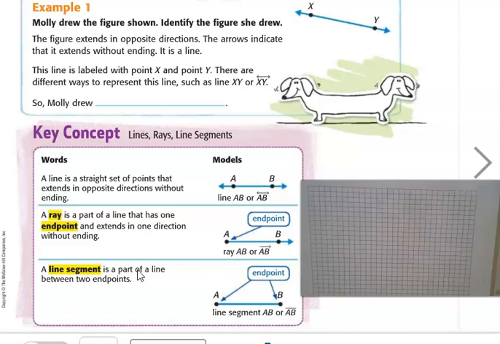A line segment is a part of a line between two endpoints. So you'll notice this one doesn't have the arrows on both sides. So this is a segment with two ending points. That makes it a line segment.